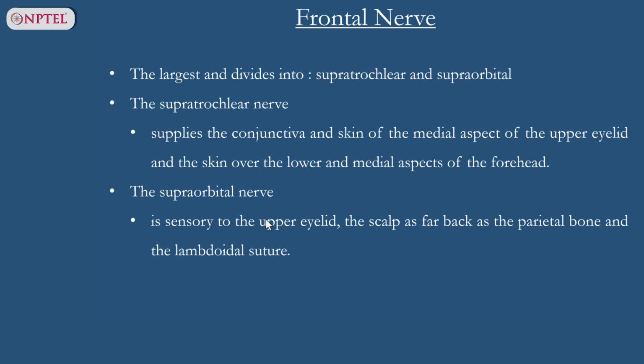The frontal nerve is the largest and divides into the supratrochlear and supraorbital nerves. The supratrochlear nerve supplies the conjunctiva and skin of the medial aspect of the upper eyelid and the skin over the lower and medial aspect of the forehead. The supraorbital nerve is sensory to the upper eyelid and the scalp as far back as the parietal bone and lambdoidal suture.